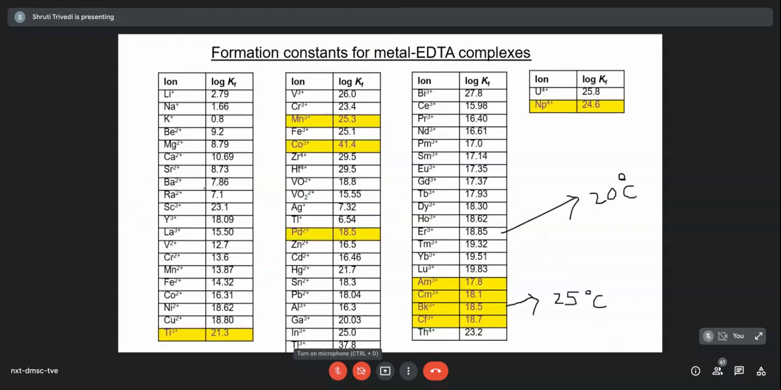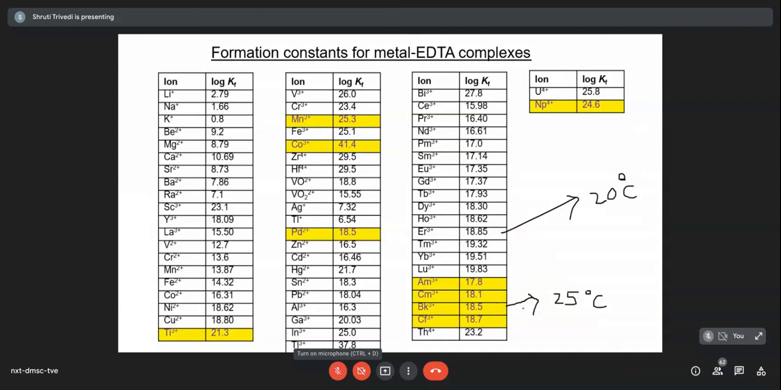This table is just for your knowledge, and you don't have to remember it. It shows the formation constants for metal EDTA complexes. The values in white apply at 20 degrees centigrade, and in yellow they are at 25 degrees centigrade. These are literature values, so you don't have to think too much about this.